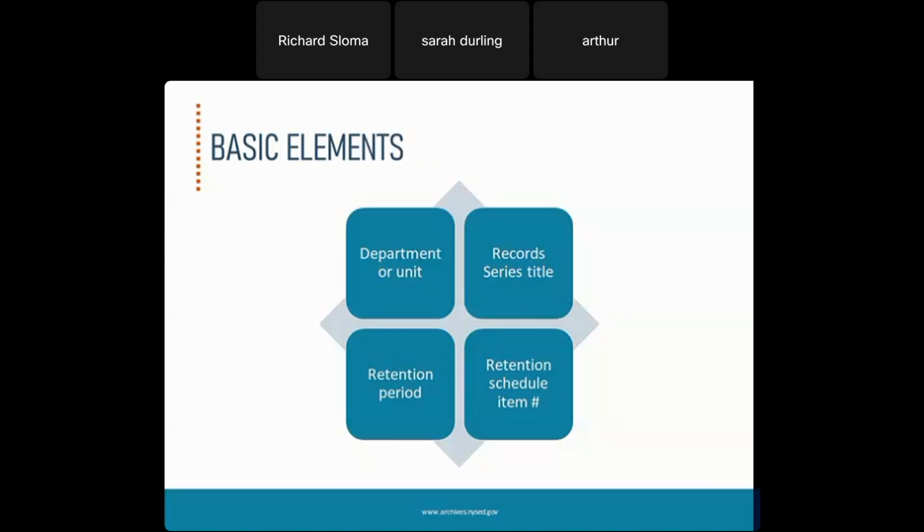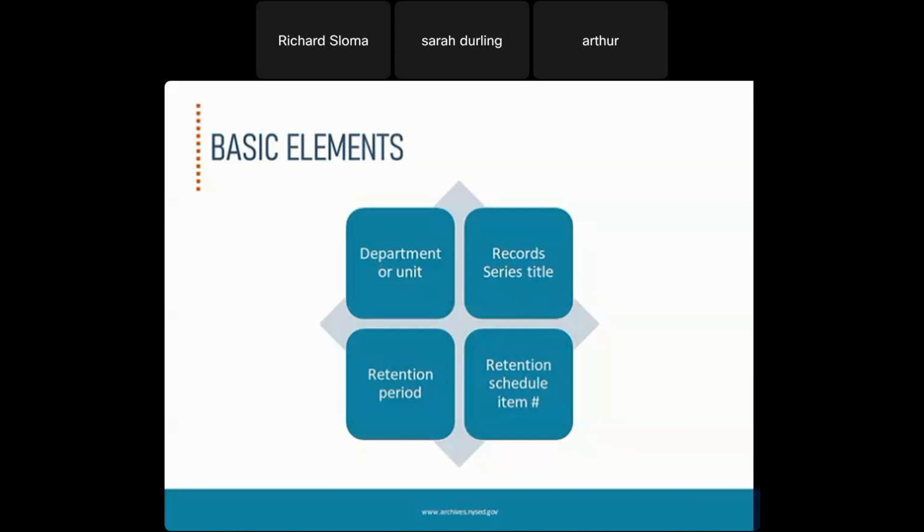The retention schedule item number is the unique number assigned by the state archives to each record series in a local government schedule or state general or state agency specific schedule. For instance, if you recall from our earlier example from the LGS1, purchase orders are listed as item number 546, vendor files are item 548, and indices are item 550.